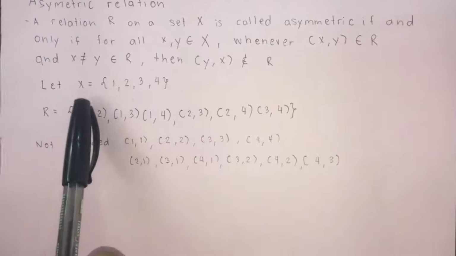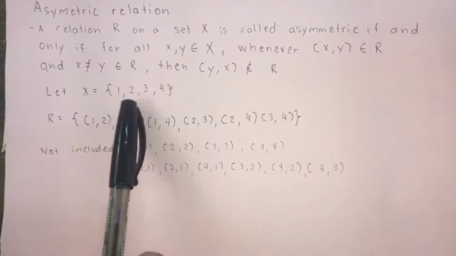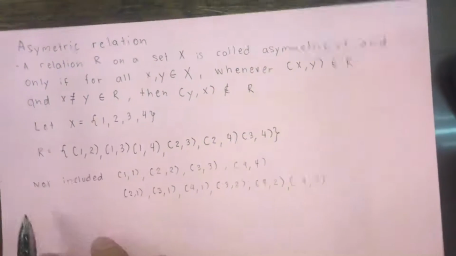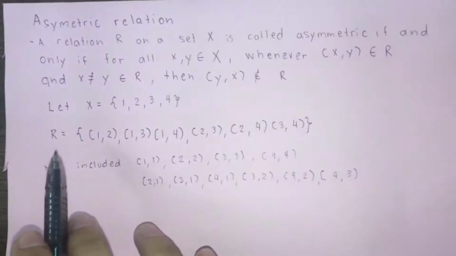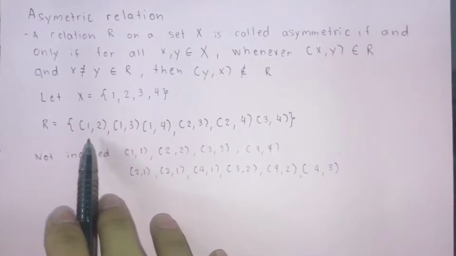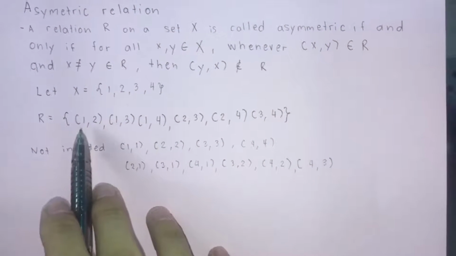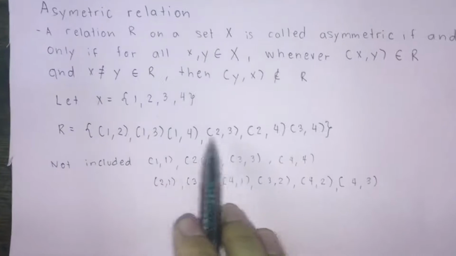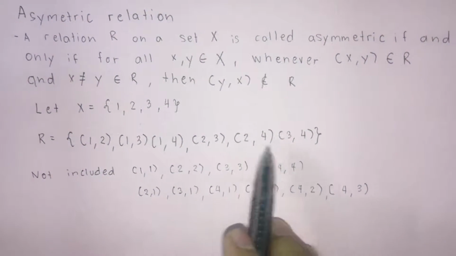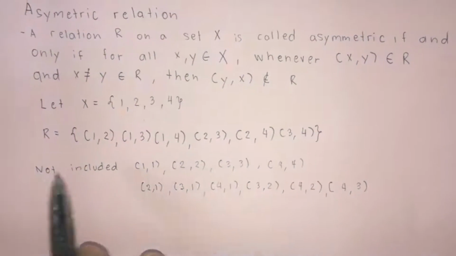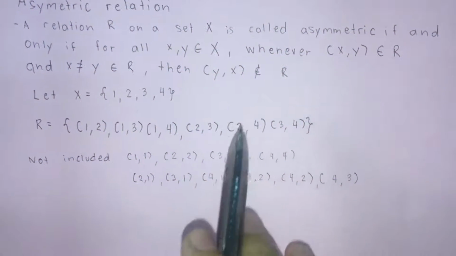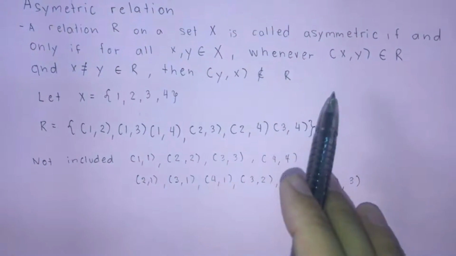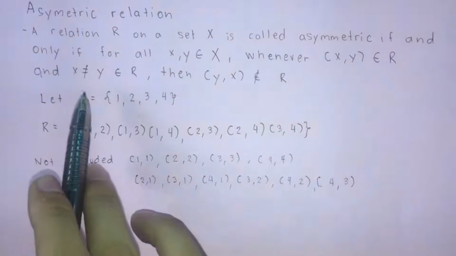So let X be the set 1, 2, 3, and 4. We arrive at the asymmetric relation. We see that it consists of (1, 2), (1, 3), (1, 4), (2, 3), (2, 4), and (3, 4). We arrive at this by following the rules earlier. It is said that x should not be equal to y.